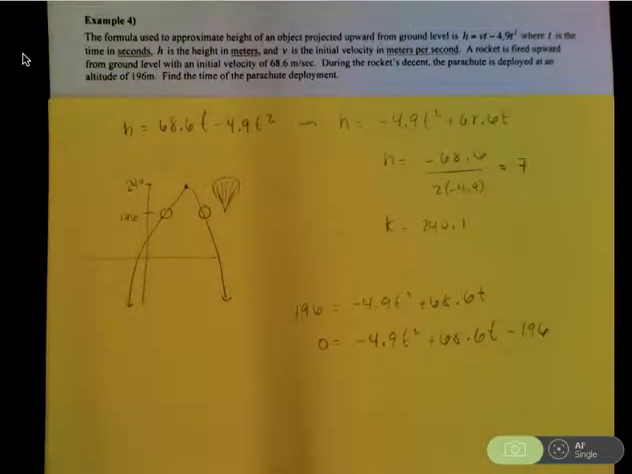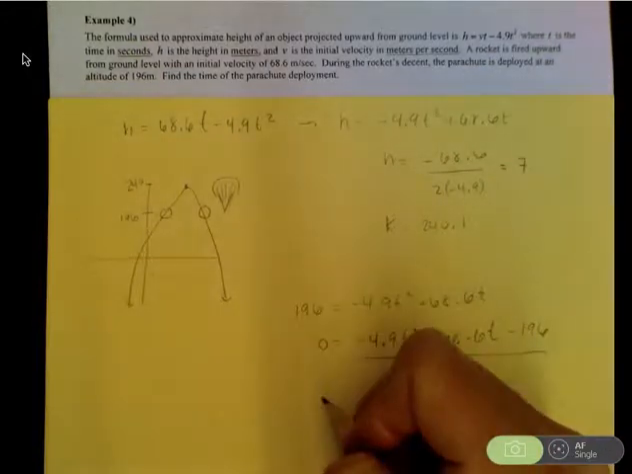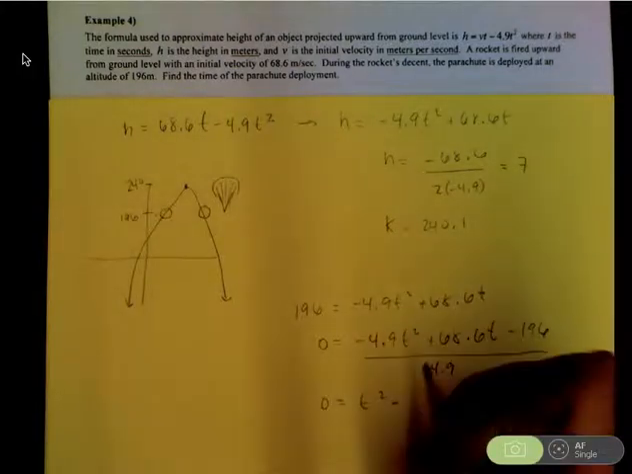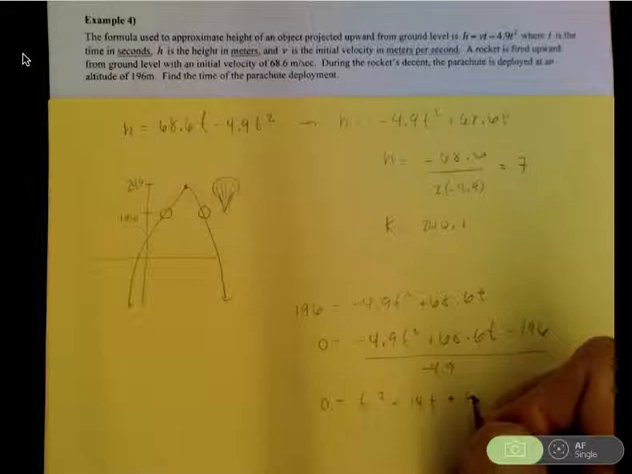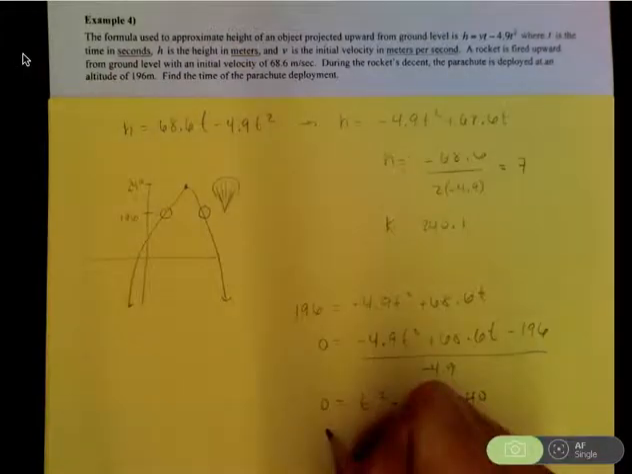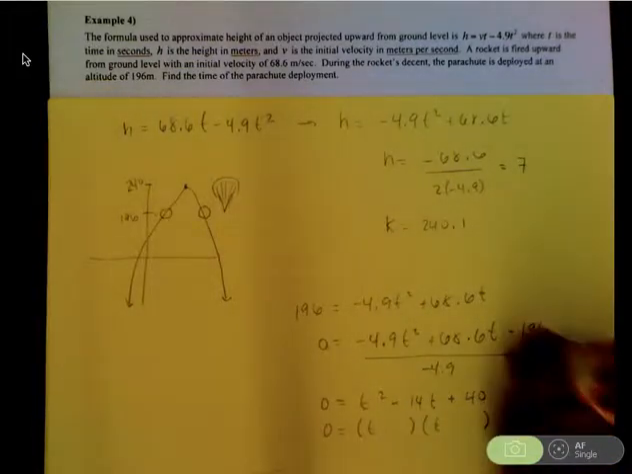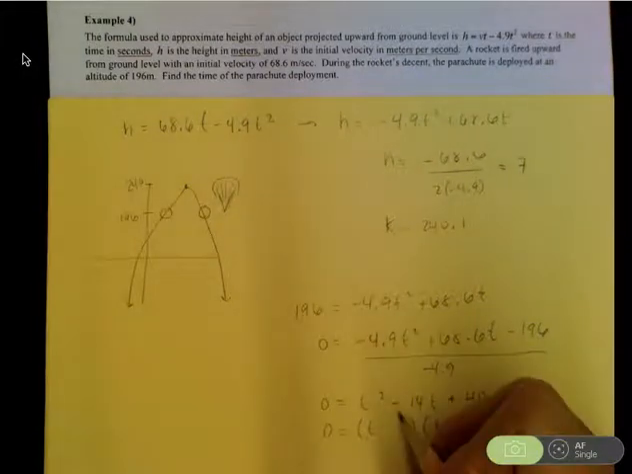I'm going to see if the whole thing is divisible by 4.9. I think it is. 68.6 divided by 4.9. Yes, the whole thing is divisible by 4.9. So we're going to divide the whole thing by negative 4.9: t squared minus 14t plus 40. That is awesome, because now we can actually factor that. I need two factors of 40 that are going to sum to 14. So I'm pretty sure that's going to be 10 and 4.